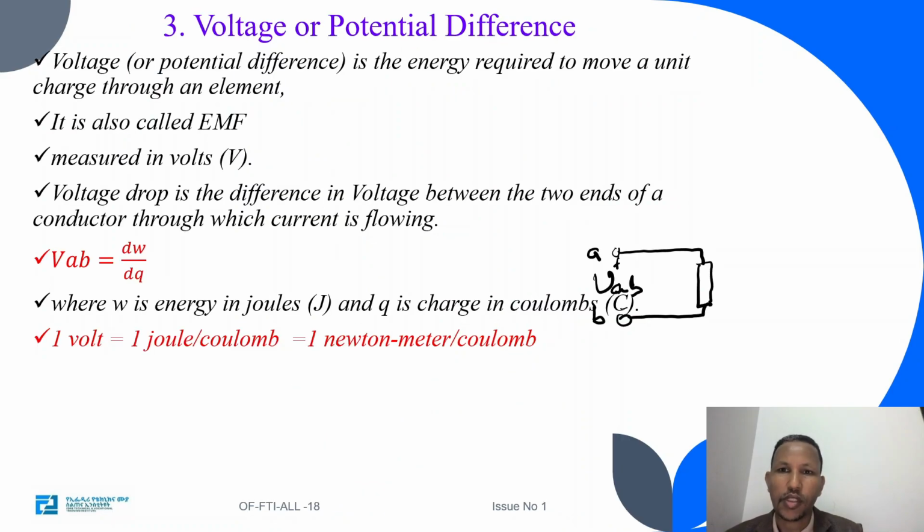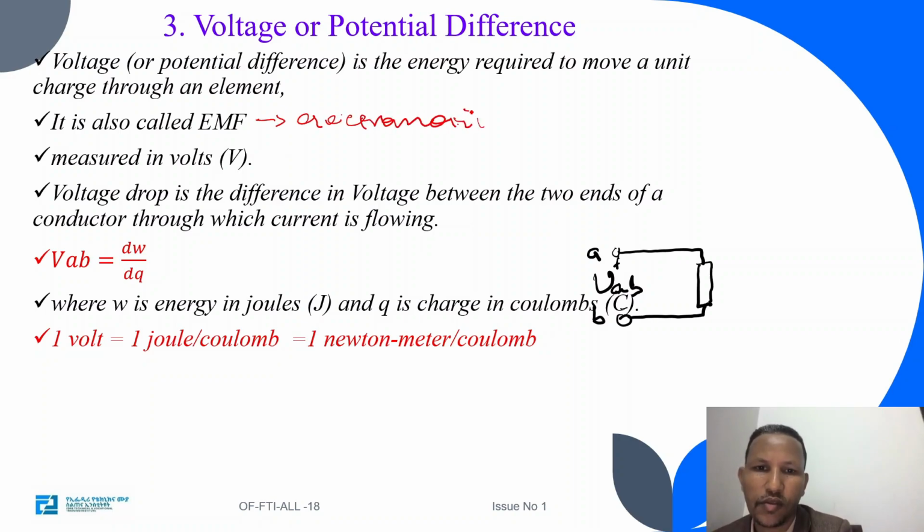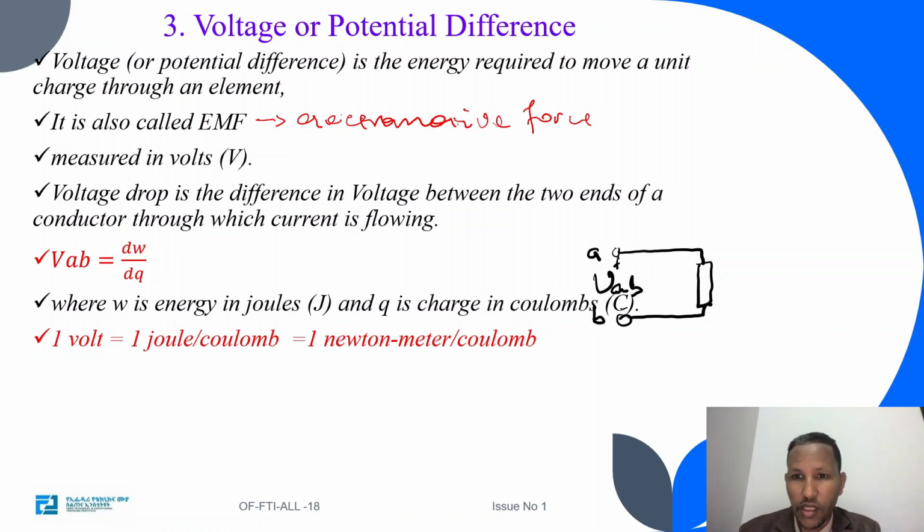So we come to the third parameter, which is voltage or potential difference. It is the energy required to move a unit charge through an element. It is also called electromotive force, another name for voltage or potential difference, and it is measured in volts. So the unit of voltage is the volt.